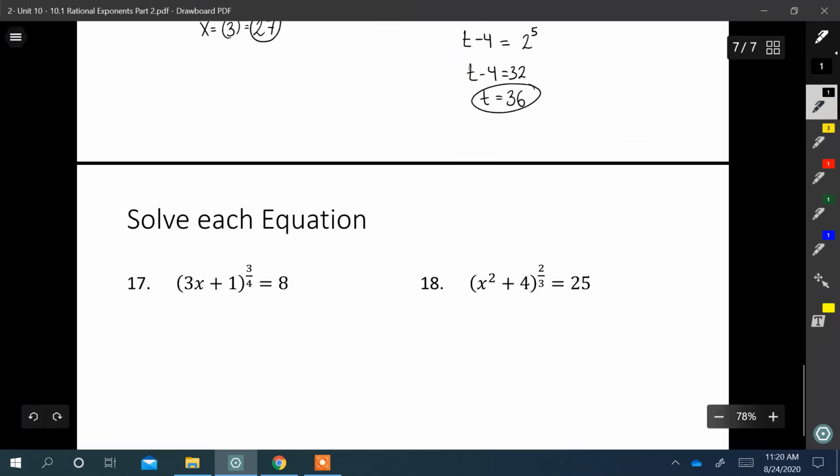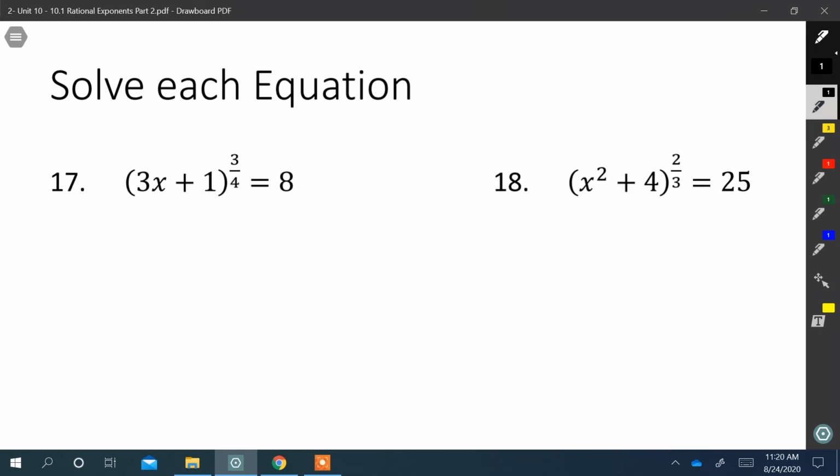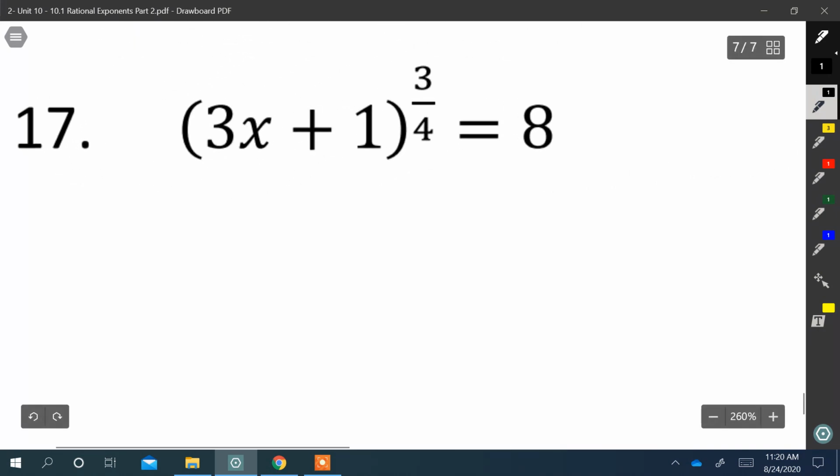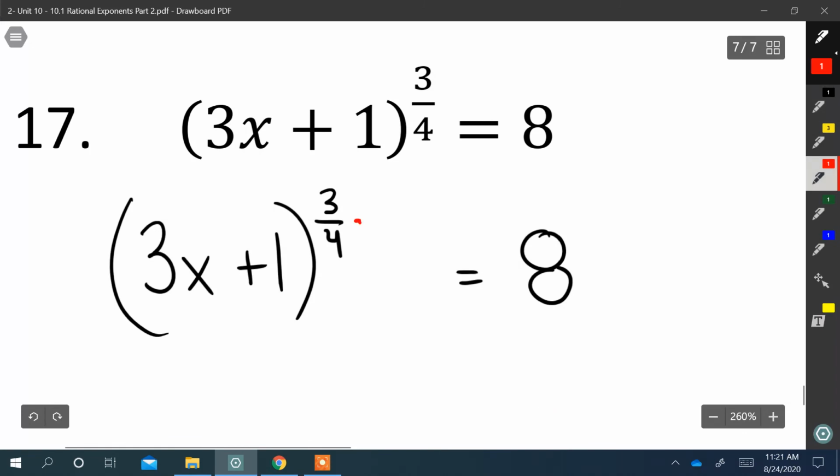Okay, let's do those last two right there, and then we'll be done with this video. So for number 17, what you want to do, we have 3x plus 1 to the 3 over 4 there. Then we have an 8 right there. What you can do is multiply this one times 4 over 3, which is the reciprocal. So this one will be 4 over 3 as well.